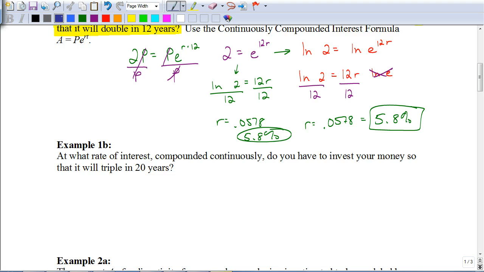Okay, for this one, it says that we want to figure out what rate we'd have to invest at to triple in 20 years. That means your principal would be 3 times the original amount after 20 years. Or if you divide by P on both sides, the P's are going to cancel out, so we'd have 3 equals e to the 20 times r as your exponent.